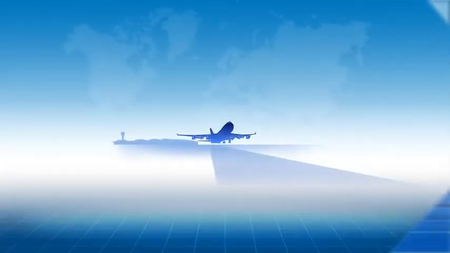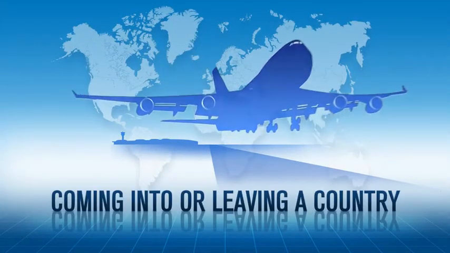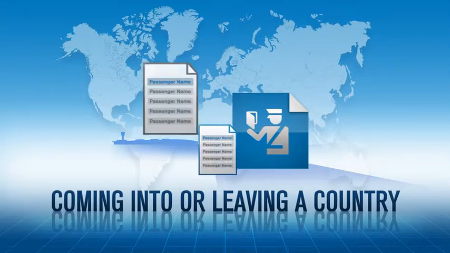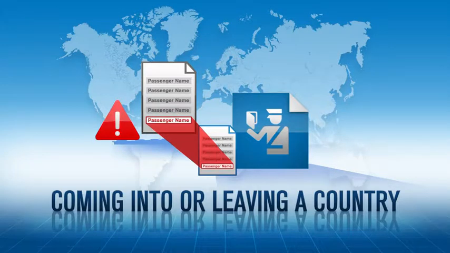Border control authorities typically use API to find out who is coming into or leaving their country. For instance, asking for API on inbound flights can help pre-identify persons of particular interest and who might warrant enhanced examination by border control personnel upon arrival.